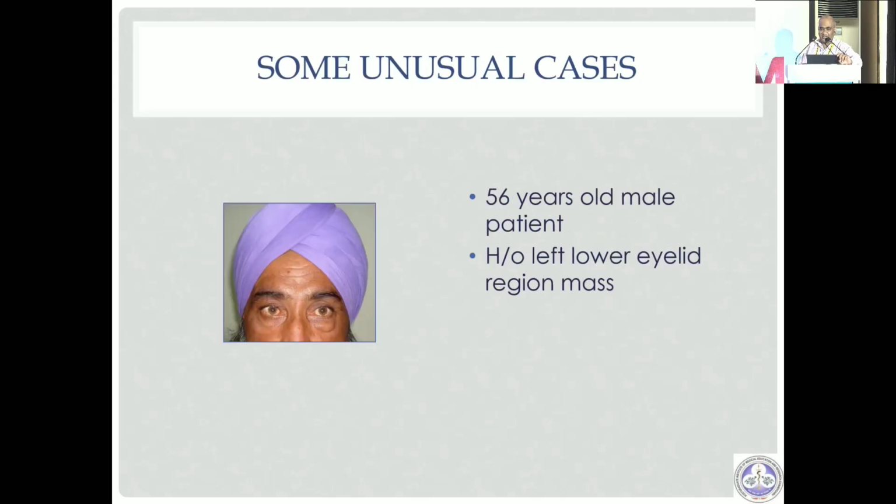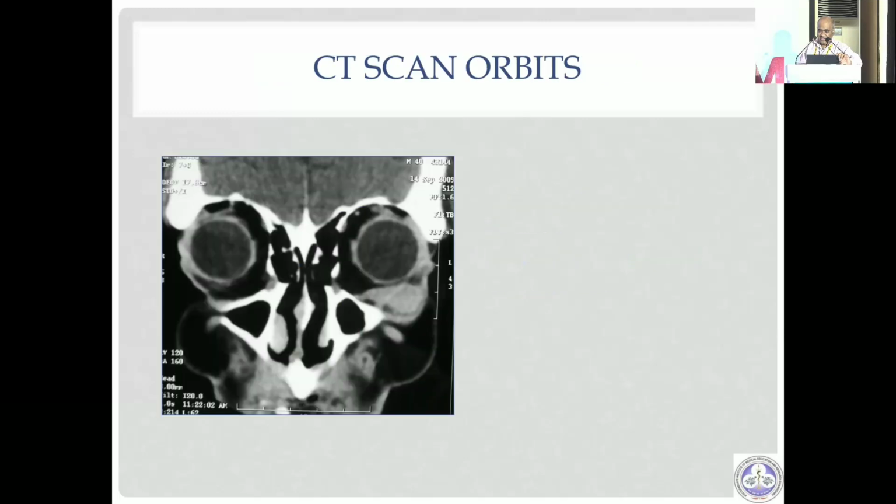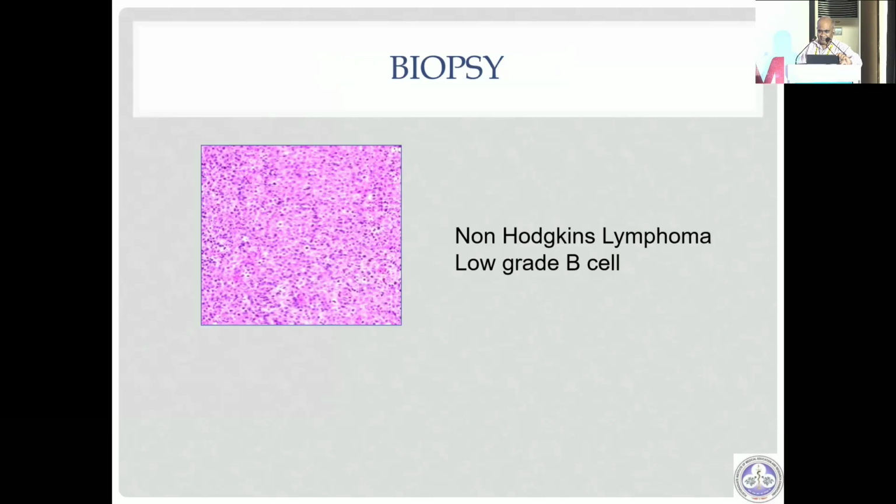Now, two, three unusual cases I'll show. This patient presented to us with a left lower eyelid region mass, which was well localized. On radiology, we did a mass excision for him, but the final diagnosis was a B cell low grade lymphoma.